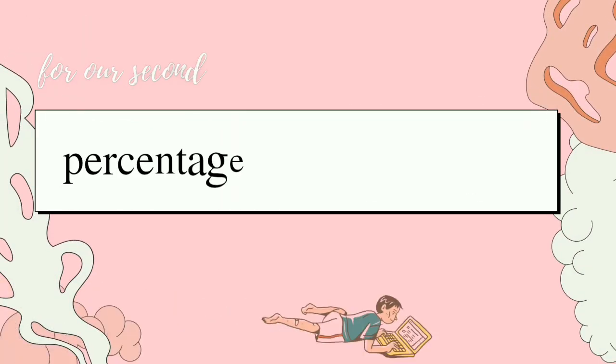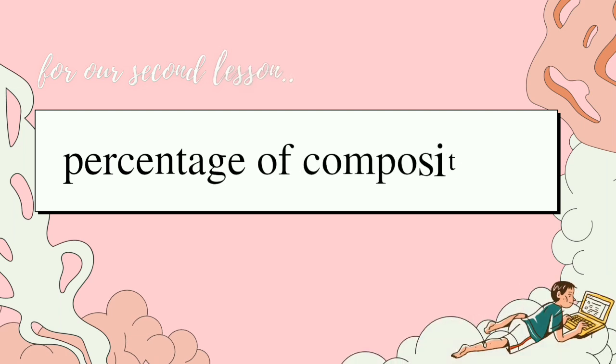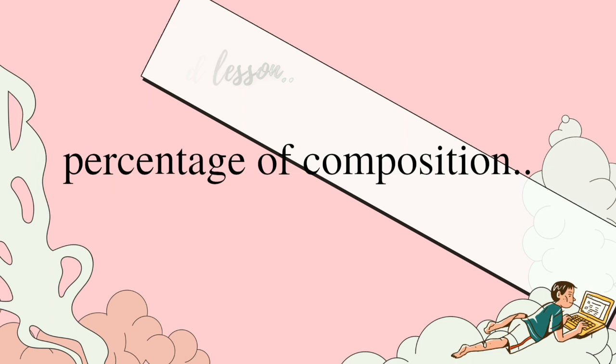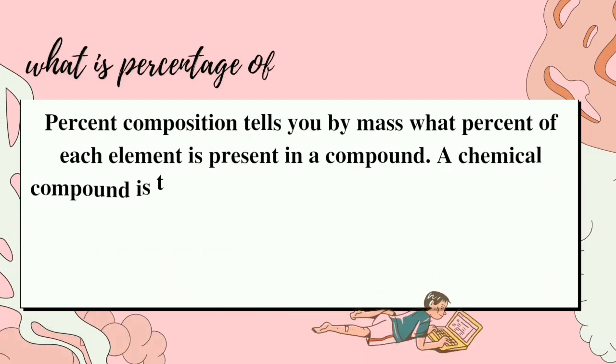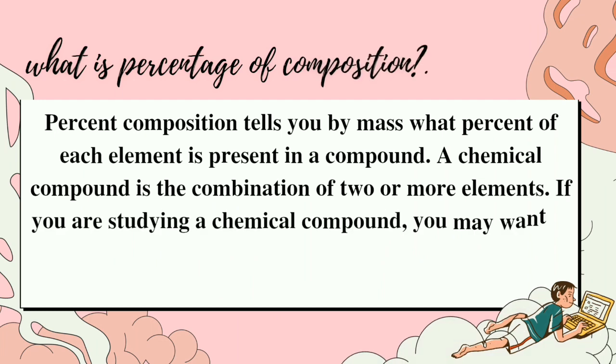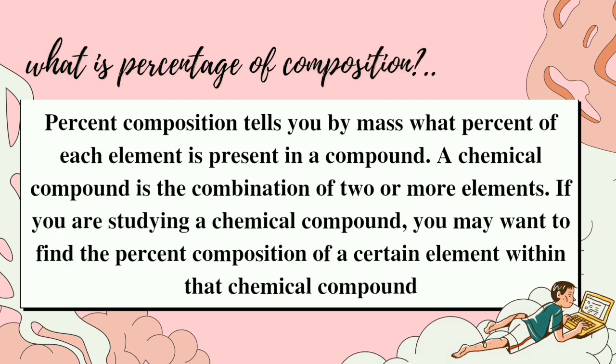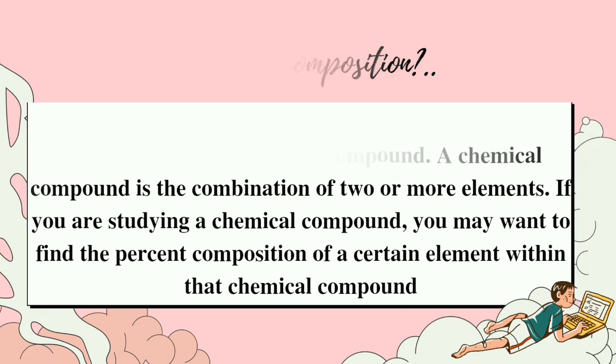So for now, our topic is all about percentage of composition. But first, what is percentage of composition? Percent composition tells you by the mass what percent of an element is present in a compound. A chemical compound is a combination of 2 or more elements. If you are studying a chemical compound, you may want to find the percent composition.